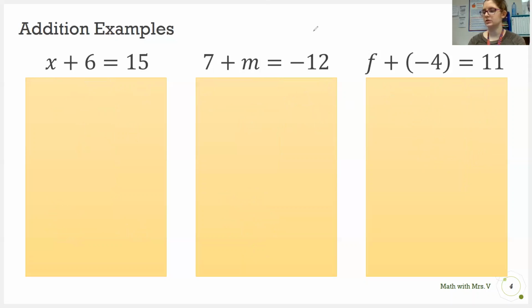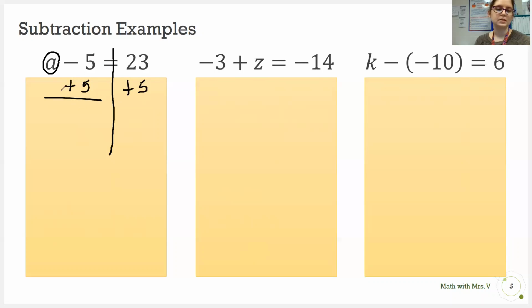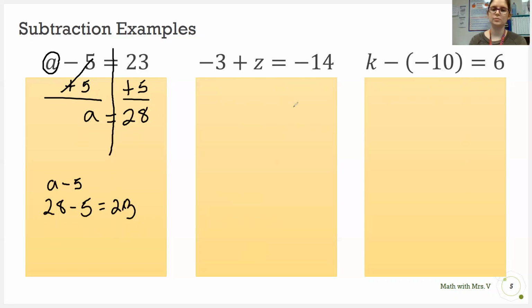Let's look at some subtraction examples. So we're going to start with the same way. So circle your variable, put in your line, if you like the zombie example, you can keep going with that. So we're trying to rescue the -5, so we can move it to the other side by doing the opposite. That's +5. Positive and a negative of the same number make a 0, so we're left with A equals 23 plus 5 is 28. And we can check our work. A minus 5, 28 minus 5 equals 23. And that's what we wanted.